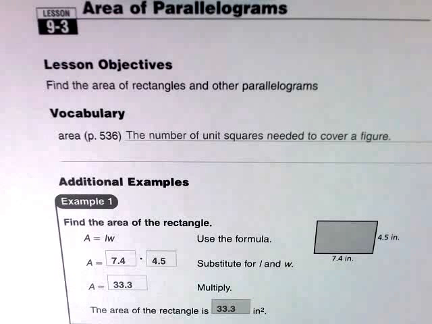Finding the area of a rectangle is done by taking the length and multiplying it by the width, multiplying together conjoining sides. So we have the length and the width clearly labeled here. The length and the width are 7.4 and 4.5. I'm multiplying those two together, and I end up with 33.3. So the area of the rectangle is 33.3 inches squared.